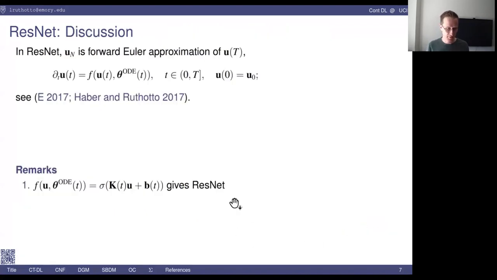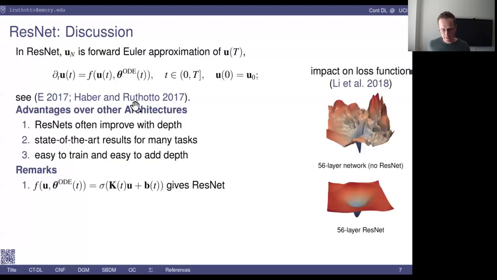The benefits of this type of architecture are actually by now probably quite well known, but let's go over them. So you could relate this to a forward Euler approximation of an initial value problem where you are learning the dynamics and they are nonlinear, non-stationary. With certain choices, you can mimic the ResNet. You can have results, or some people have shown results, that the training becomes easier because the loss landscape becomes nicer.